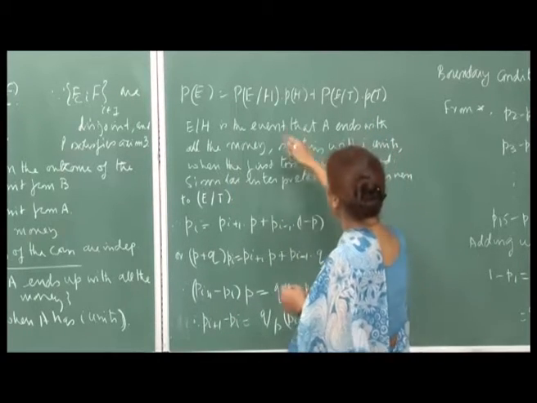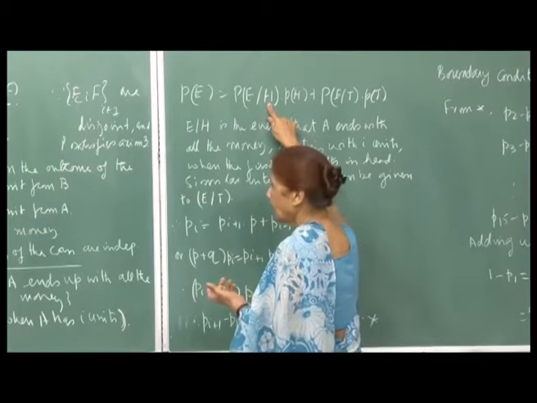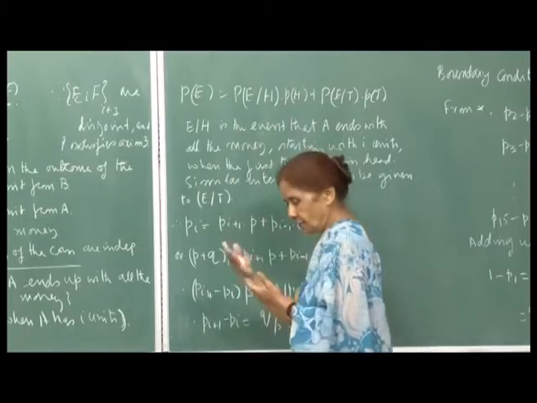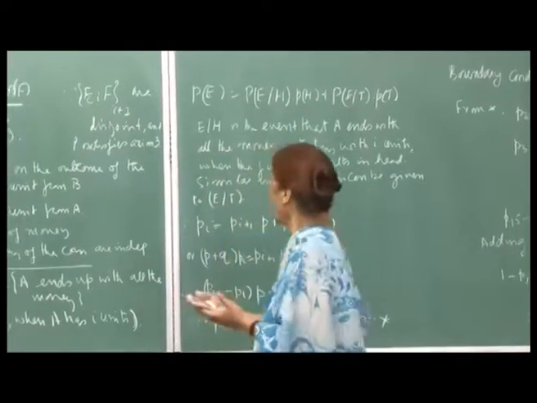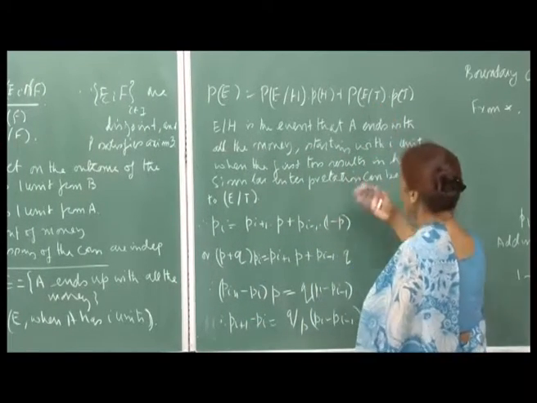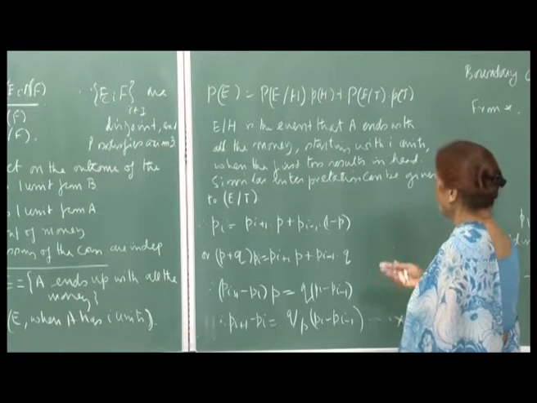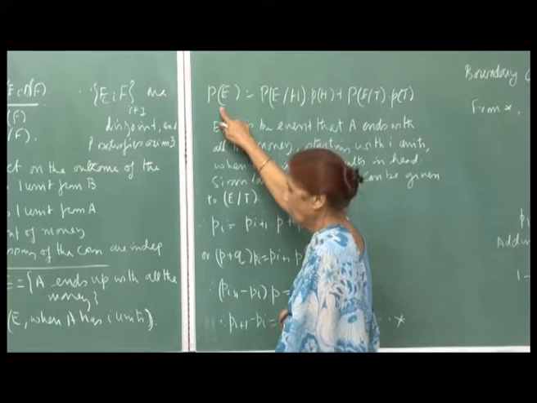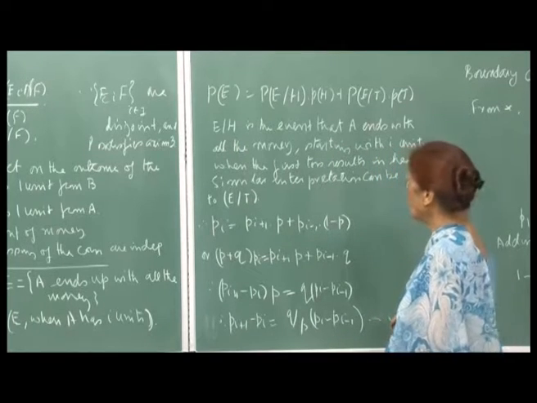Now, when the first toss of the coin gives you a head, then A collects 1 unit from B. So, therefore, after the first toss A ends up with money i plus 1, right. And if the first toss shows a tail, then A will have to give 1 unit of money to B, and therefore, he will have i minus 1. So, therefore, as I said in the beginning, I am denoting this by P_i, because A had i units of money when the game started.